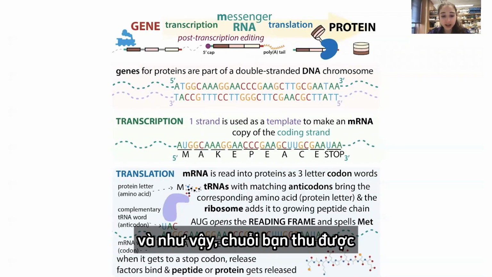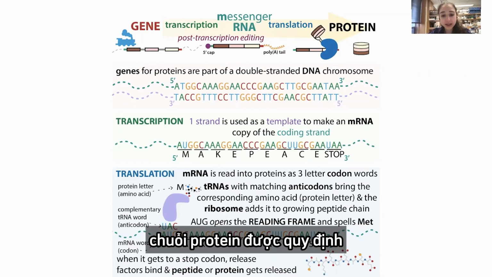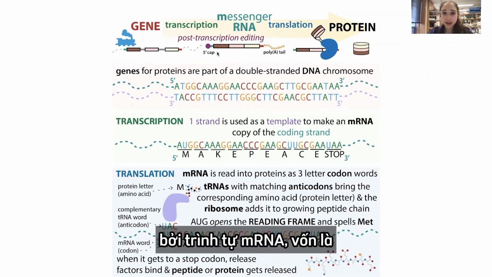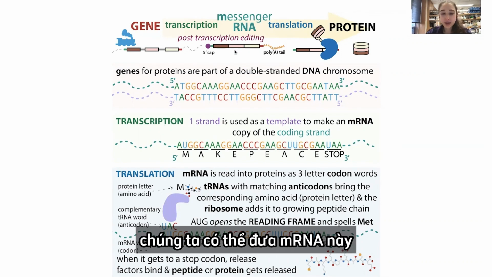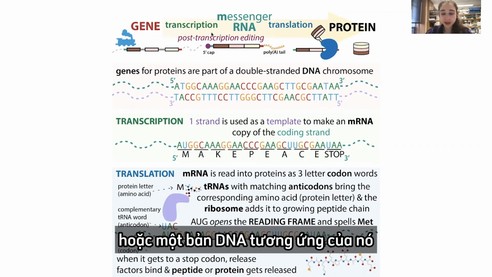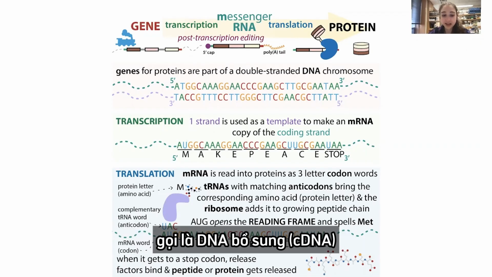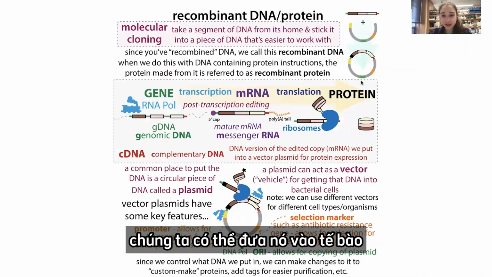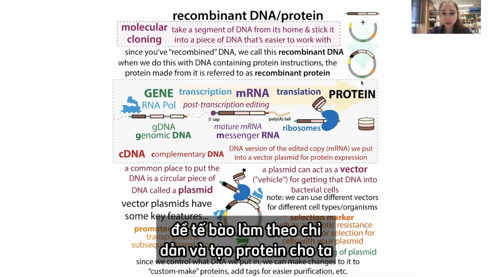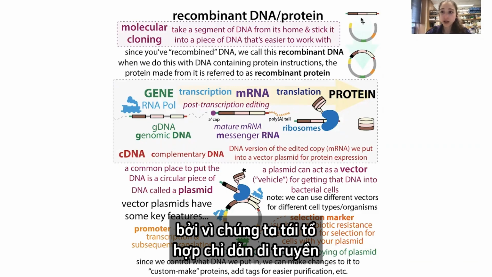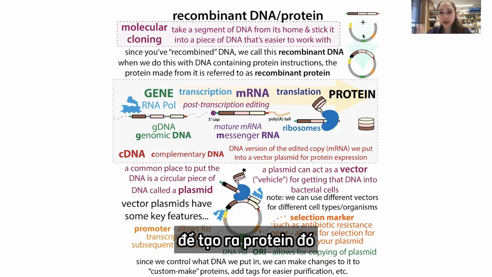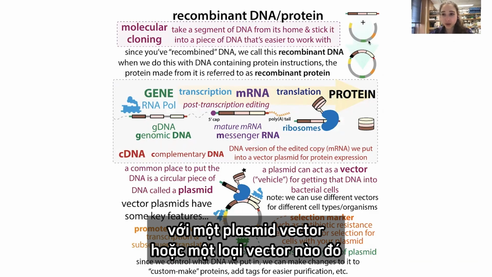And so the protein sequence is dictated by the messenger RNA sequence, which is a copy of the DNA sequence or the gene. We can stick a DNA version of this messenger RNA, which we call complementary DNA or cDNA, into cells to get them to follow those instructions and make a protein for us. We call this recombinant expression because we're recombining the genetic instructions for making that protein with a plasmid vector or some sort of vector.